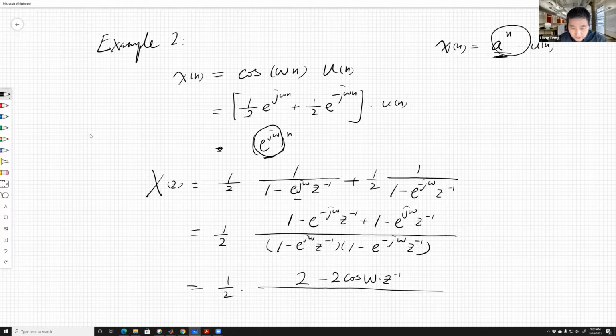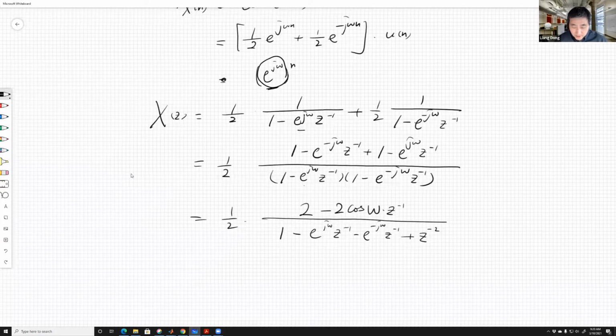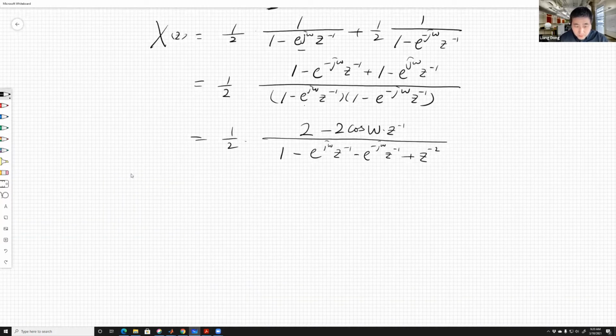On the numerator, that's 1 subtract e^(j omega) c to the power negative 1 plus c to the power negative 2. And all this and this, they multiply, that cancels, it becomes 1. So I got that. And just let me write out a few more steps.